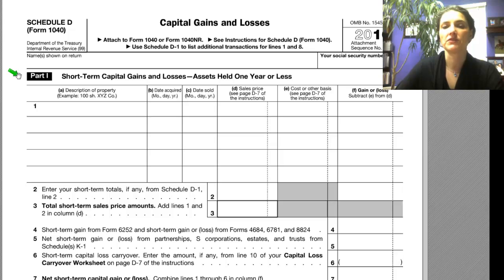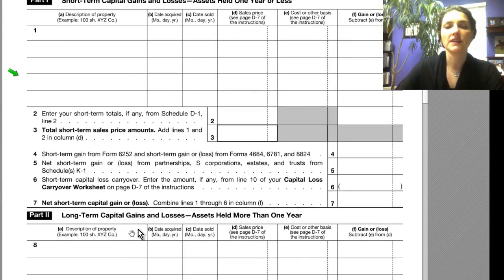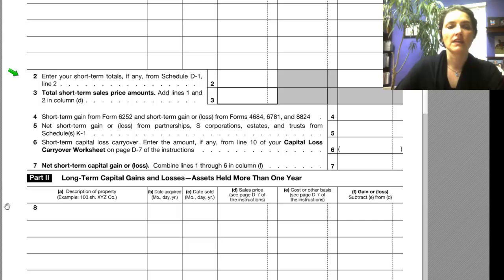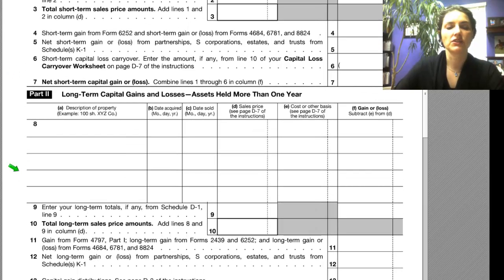Part 1 of the form is used to report short-term capital gains and losses. And we're going to be looking at what defines short-term and long-term today, because if an asset is sold short-term, it is reported in Part 1. And if an asset is sold long-term, it is reported in Part 2. Let's move over to page 2 of this form.